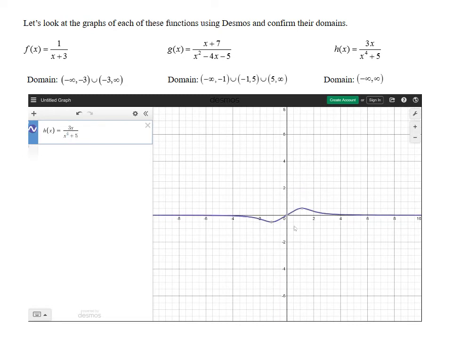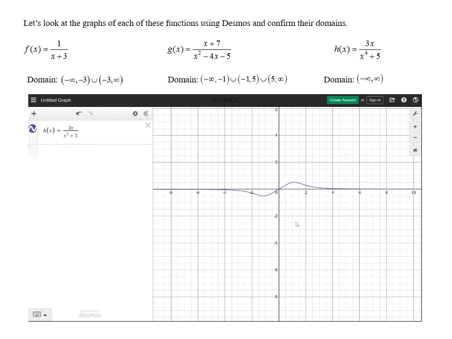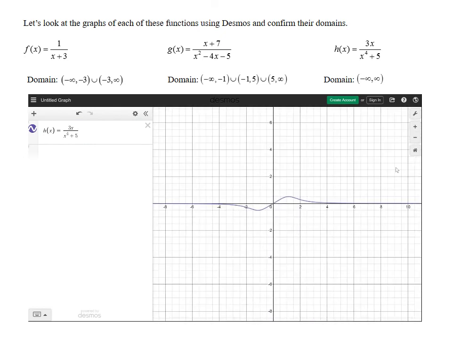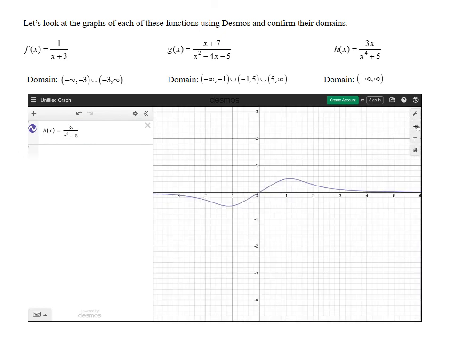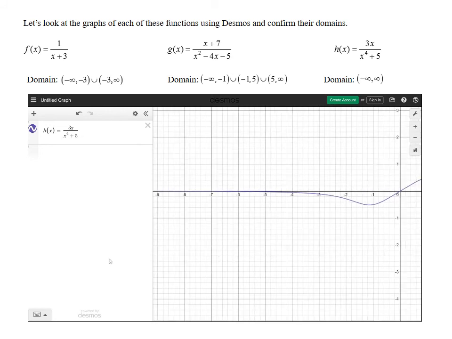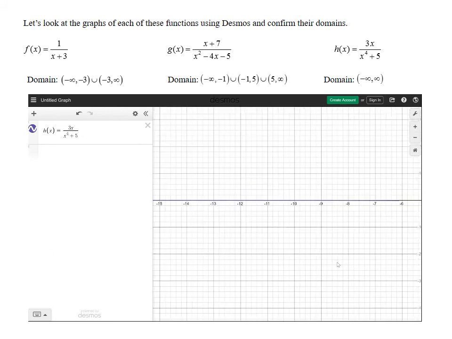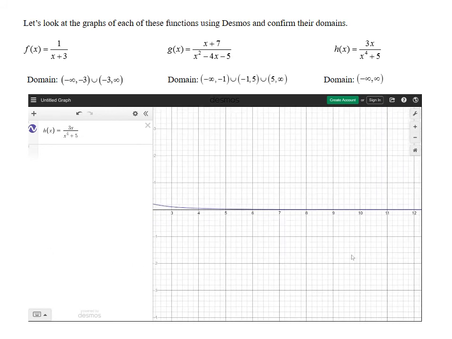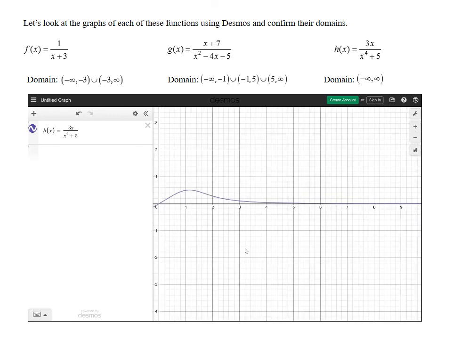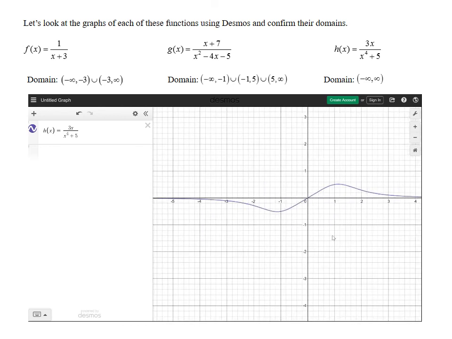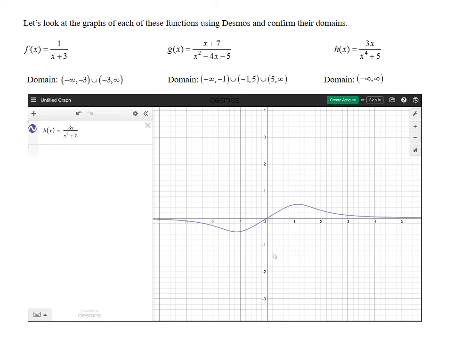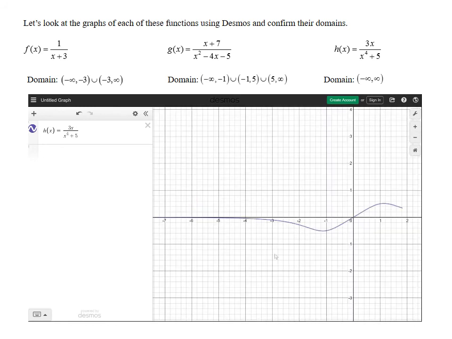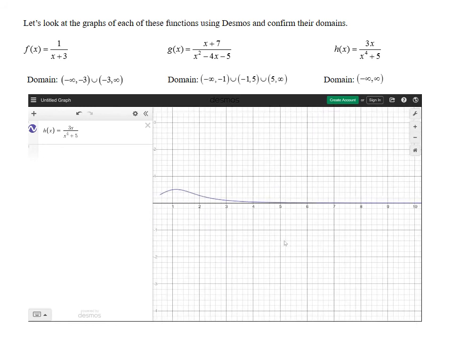What you see here when we look at this graph is it does get really close to the x-axis on both ends, but it doesn't have any vertical asymptotes. There's no place where the graph doesn't exist. If we look both left and right, it's going to be continuous everywhere. There's no place where the graph breaks up and is not continuous. So this does have a domain of all real numbers. As we look left to right, the graph continues to exist.